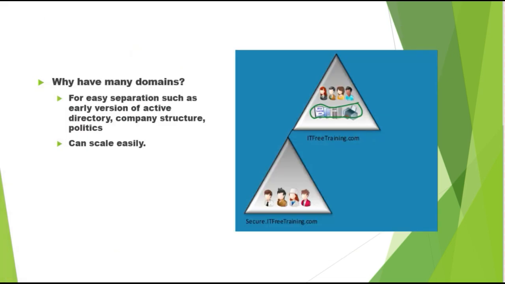So this is another example diagram of a tree and a forest. For example, we have one tree, which is secure.itfreetraining.com. And at the top level, you have itfreetraining.com. So that could be the forest, and one of the trees in the forest is secure.itfreetraining.com.